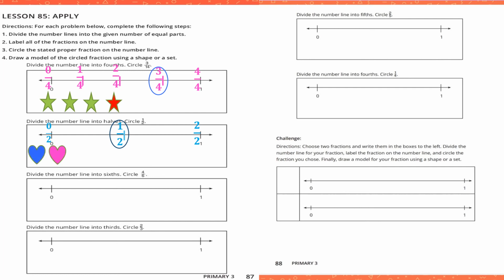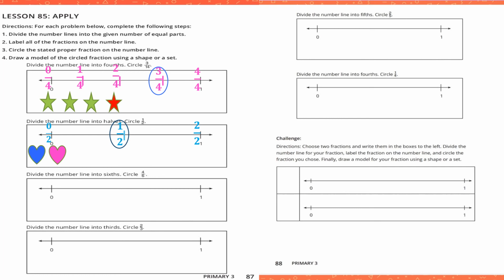Our model, a set of hearts. The fraction of the blue hearts equals what? How many blue? 1 out of the total hearts, 2. So the fraction of the blue hearts equals 1 over 2.